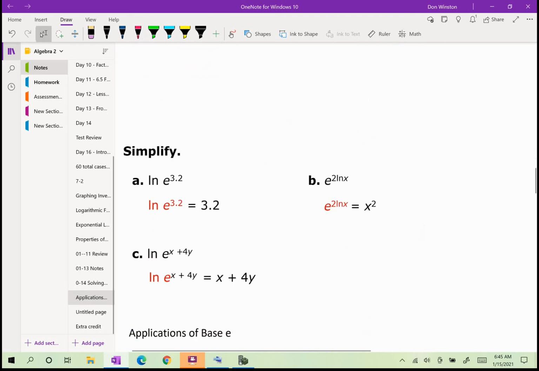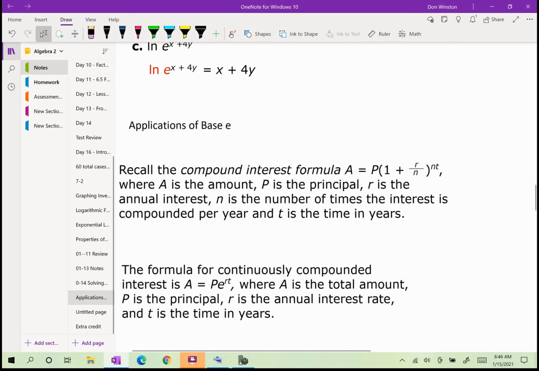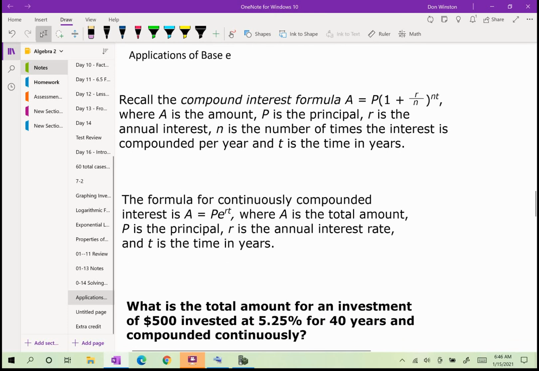So applications of base e. Recall that the compound interest formula is A equals P times 1 plus r over n raised to the nt. A is the future amount, P is the initial amount or principal, r is the annual interest rate, and n is the number of times the interest is compounded per year. Well, what happens if interest is compounded continuously?